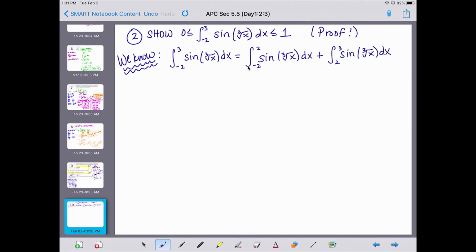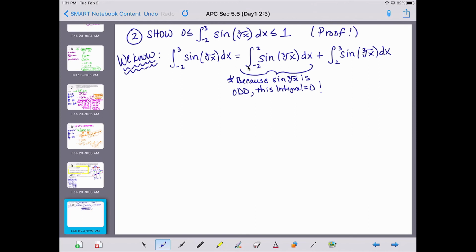Okay, and right here, there's my odd function, right? The sine of the cube root of x is an odd function. So I can say right there that because the sine of the cube root of x is odd, this integral equals 0. So I know that that part of it is going to be equal to 0.